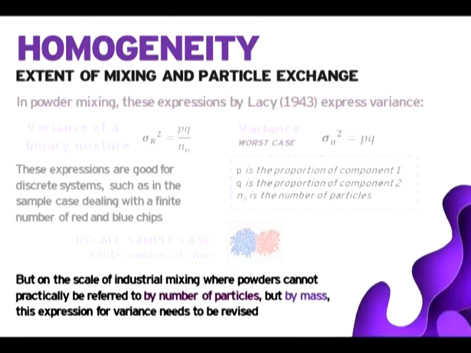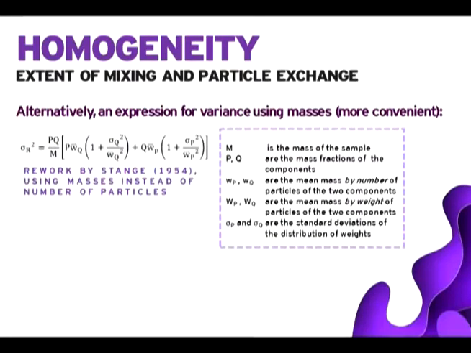On the scale of industrial mixing, where powders cannot practically be referred to by the number of particles because of the sheer volume, this expression for variance needs to be revised in order to consider the mass of the powder instead. This rework was done by Stange in 1954 by considering the mass of the sample, the mass fractions of the components, mean mass number of particles of the two components, and the standard deviation of the distribution.